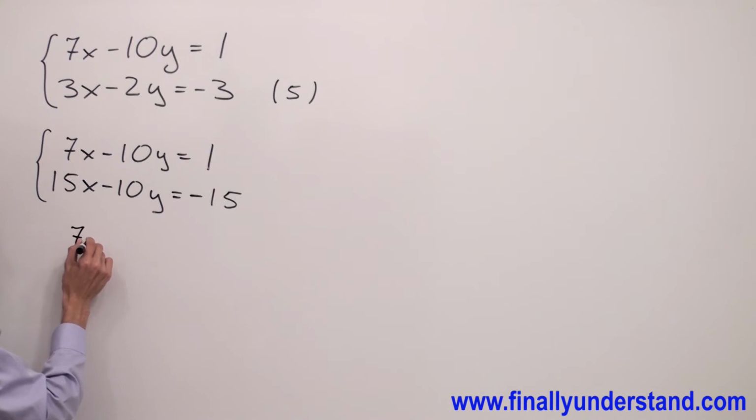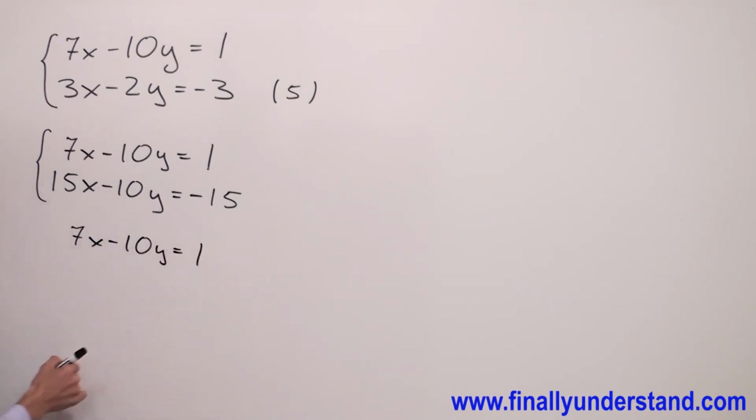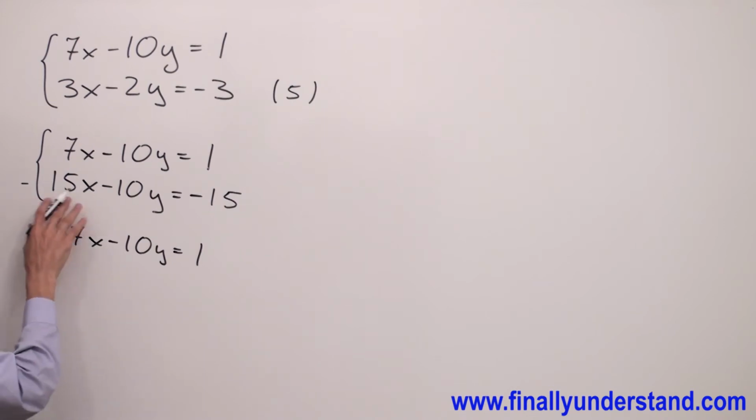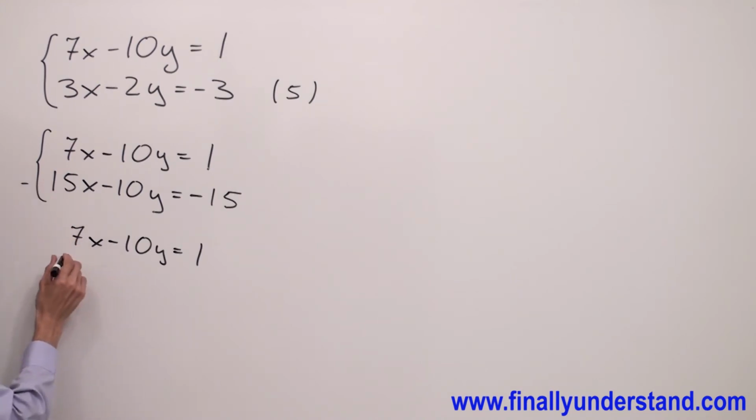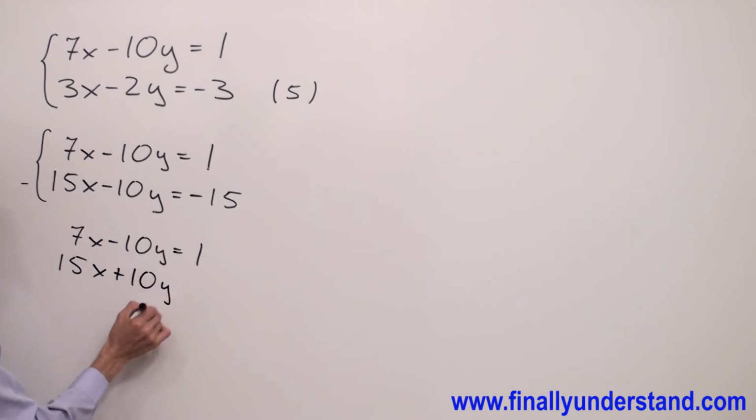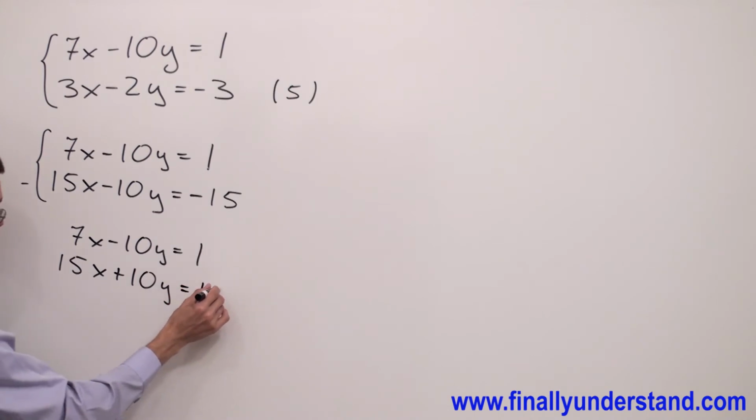So I have 7x minus 10y is equal 1, and I have to perform the subtraction. I'm going to just write the negative sign over here. And if you have to perform subtraction, means you have to multiply this negative sign by every single term of this equation. So negative times invisible positive gives me negative 15x. Negative times negative gives me positive 10y. And negative times negative 15 gives me positive 15.